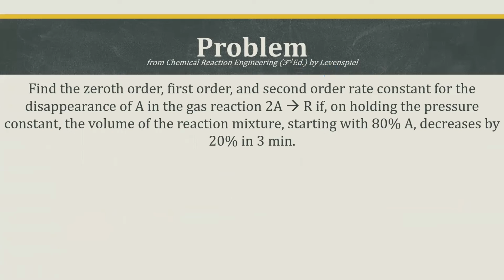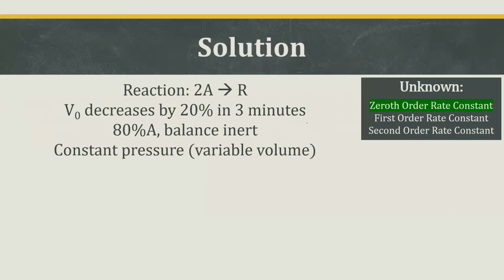So in the original problem, we're only asked to find the first order, but let's try to use the other equations too. So let's try to find the zeroth order, first order, and second order rate constants for this reaction given the following information. So let's write down the given. So we have the reaction, and then we have the change in volume in the specified time. And then it was stated that the reactor contains 80% A.